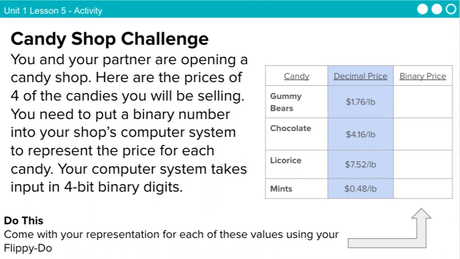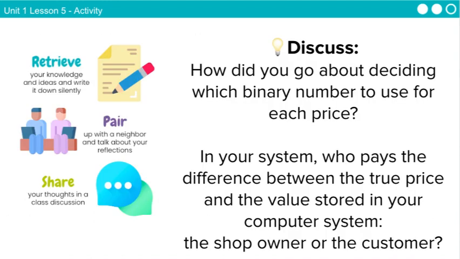Ideally, whenever you get done with this, you would discuss with your partner how you went about deciding which binary number to use for each piece. And in your system, who pays the difference between the true price and the value stored in your computer system, the shop owner or the customer? Those are some questions that you can answer in your journal also. Even if you do have a partner, write down what you would say for these answers. We would typically discuss these in class though.